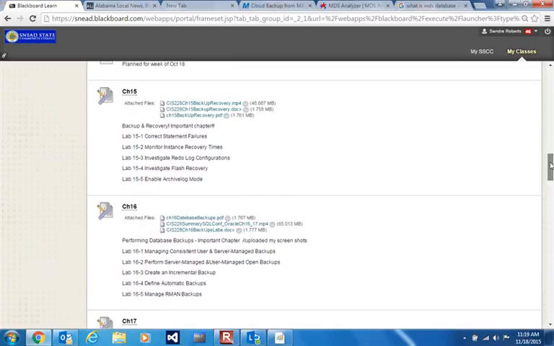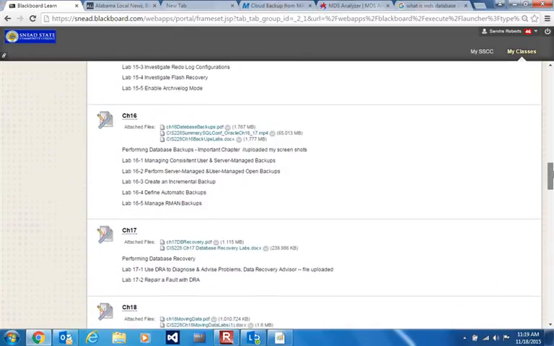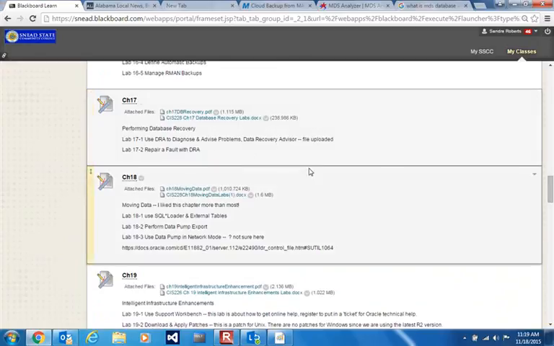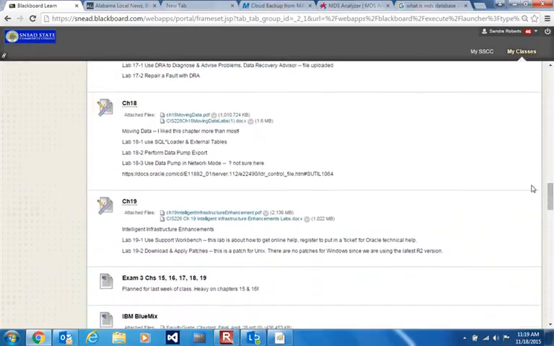Chapter 15 is in general how the logs work and flash memory work, and then 16 is dedicated to backup, 17 is dedicated to recovery, the data recovery advisor, and then repairing a fault with that data recovery advisor. Chapter 18, moving data and integrating data using the SQL Loader, Data Pump, and the network.